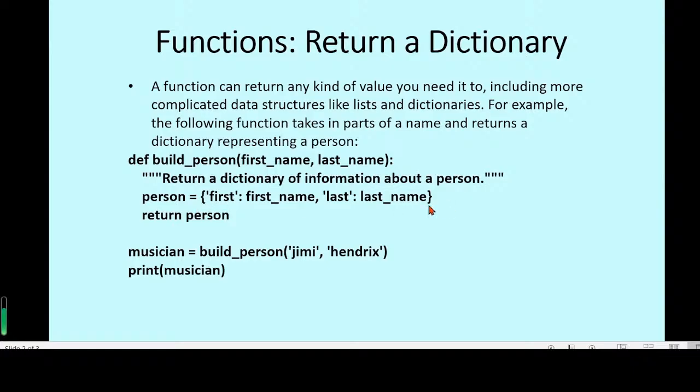For this dictionary, there are two key-value pairs. The key first has the value of the first name passed in, and the key last has the value of the last name passed from these positional parameters. Then the function returns person, this dictionary, when you call this function. Next we call this function build_person with information for first name and last name.